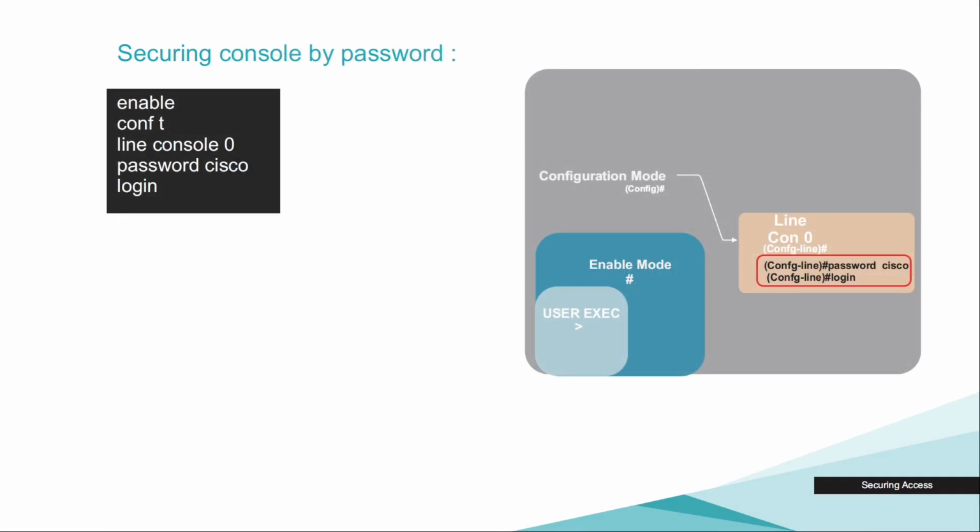In order to secure our console port, we can use one of two methods. We can create a password for our console port, and to do that, we need to access the line console 0 sub-configuration mode, where we can do any configuration for the console port. We can set up a password and put the command login. Login means anyone who wants to access the console port should put the password.